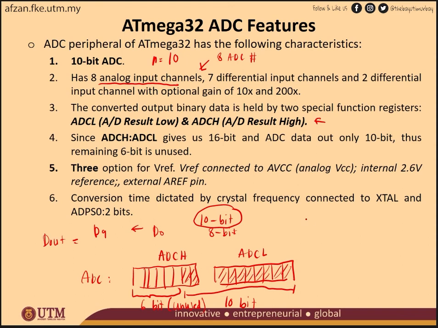Okay, as I mentioned earlier, your VREF can be from your VCC, which is usually 5 volt, the AREF pin, and the other one is the internal reference, which is 2.56 volt. Okay, this one you receive 5 here. And the conversion time is determined by your crystal frequency. They are connected to your ADSP and this bit here. So this bit, which is your prescaler option here, will determine your conversion time, the conversion speed of your ADC, in which you want to convert from analog to digital.